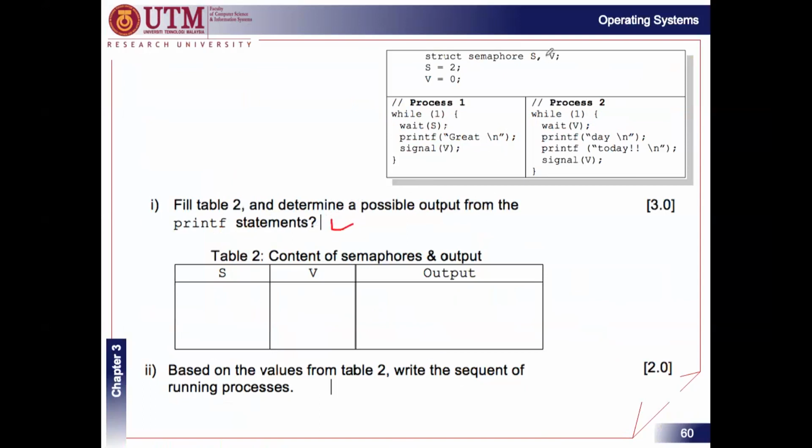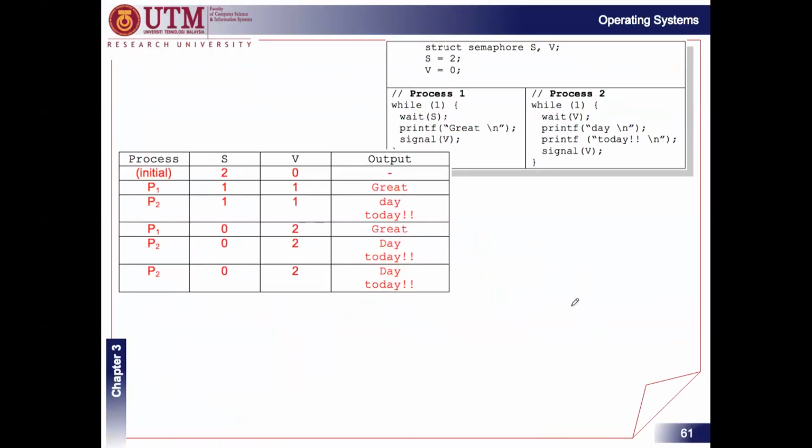All right. So if you are running in a thread, you can implement it one by one. Okay, we are using the thread, so based on the value of the table, write the sequence. So this is the process. They just mentioned these kinds of things. Just go through this, okay?